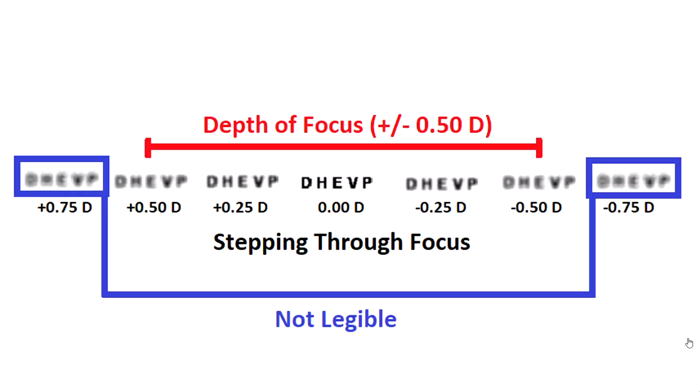And as we click through, we see that the focus then starts to go back down as we add more minus. Now the range from plus 50 to minus 50, or plus to minus a half, is our depth of focus. In this image, plus or minus 50 was clear. They could resolve the letters. So the depth of focus is plus or minus a half. And that's a normal range for most people. As you get older, the depth of focus goes up. As you're younger, the depth of focus goes down.